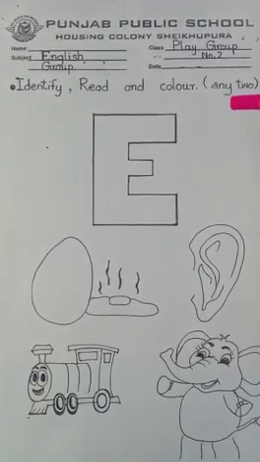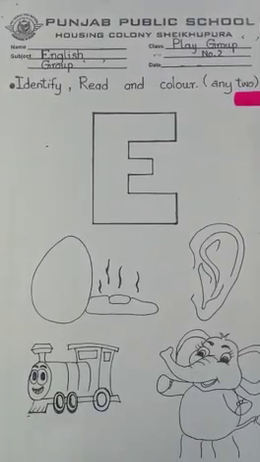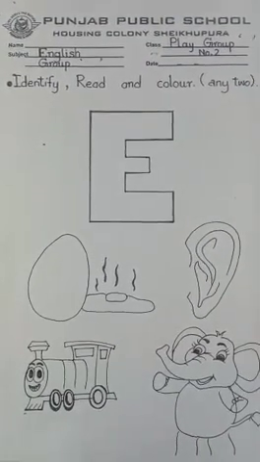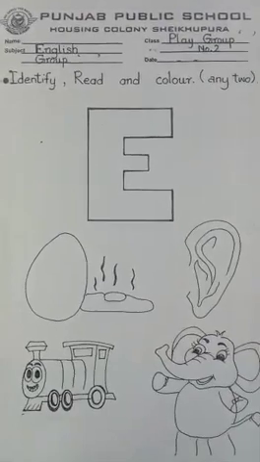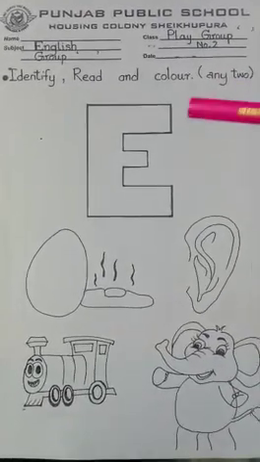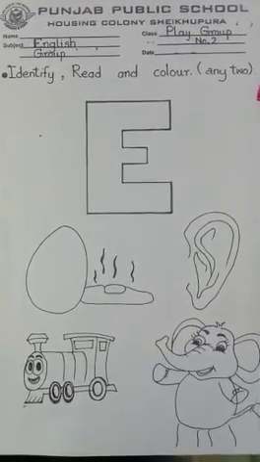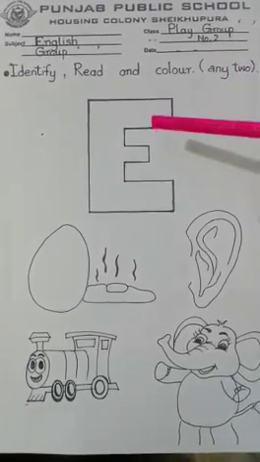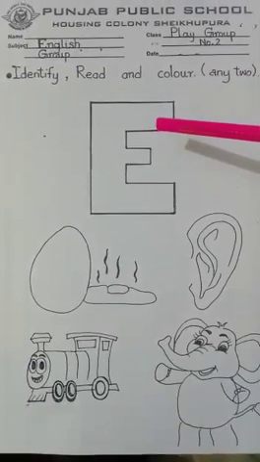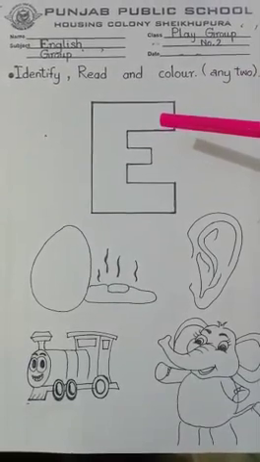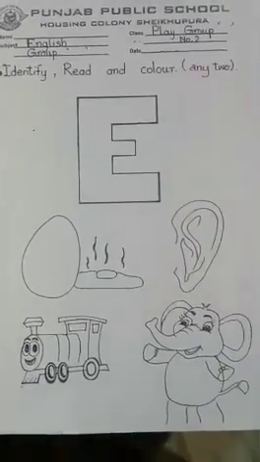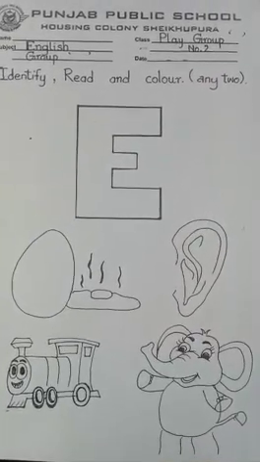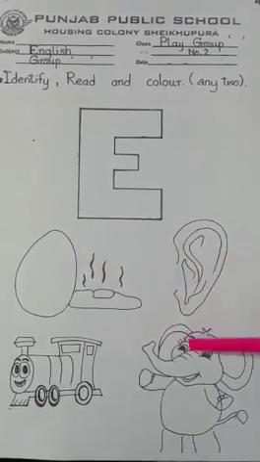And you may also relate this letter to its phonics. That means E, A, E, A. So this is E. We call this letter E and its sound is A. And I will also relate the sound to the pictures drawn here.